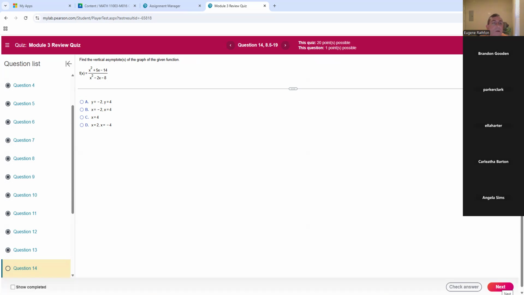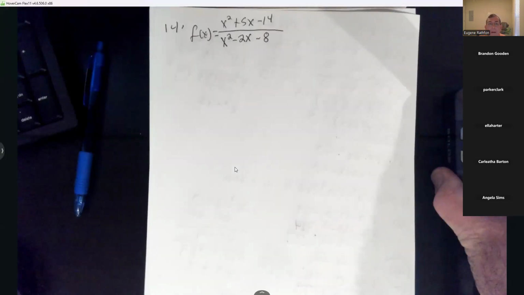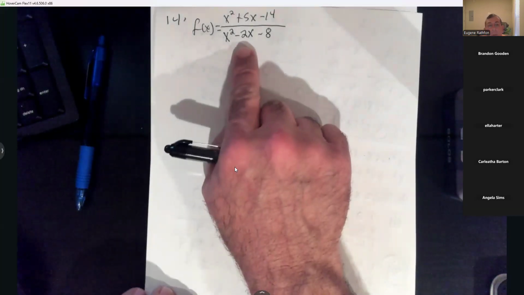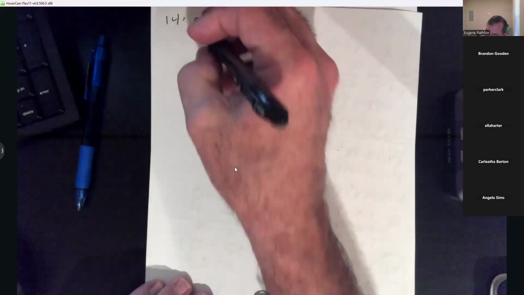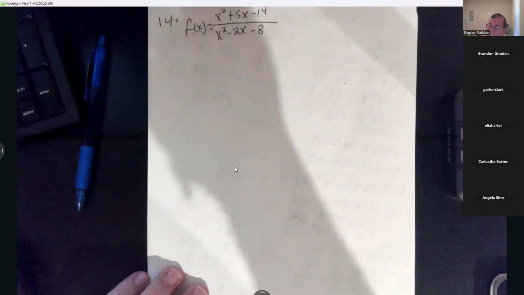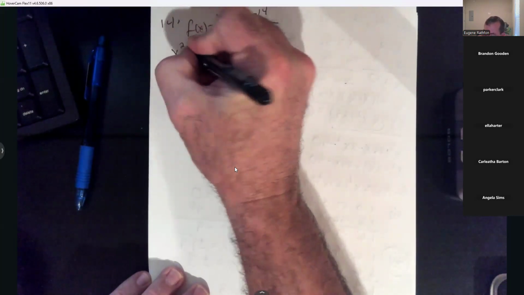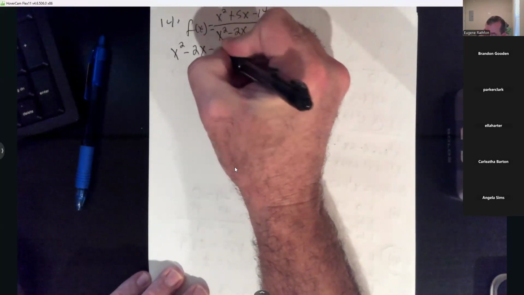Alrighty, so they want vertical asymptotes. They're giving us f of x equals x squared plus 5x minus 14 over x squared minus 2x minus 8. Now this one, I'm going to go to my page. To find vertical asymptotes, I'm going to take the bottom of this and set it equal to 0. Don't worry about the top, only the bottom, because the vertical asymptotes occur where this is undefined.